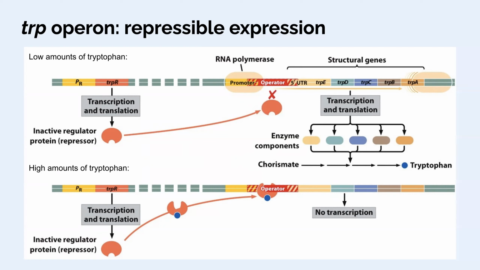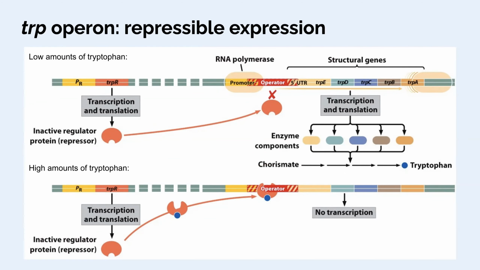So the TRP operon has 5 genes, and different genes encode different enzymes, and they're all involved in the process of converting a molecule into tryptophan. So that's where the TRP abbreviation comes from. That's for tryptophan. And tryptophan is one of the amino acids. So making an amino acid is a process that needs to happen if there's any deficiency in tryptophan amino acid.